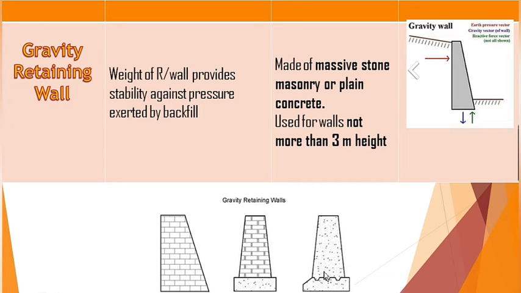So these are the different types of gravity retaining walls: masonry units, stone or plain concrete. But as I repeat, these retaining walls are provided for less high backfills, that is up to 3 meters.